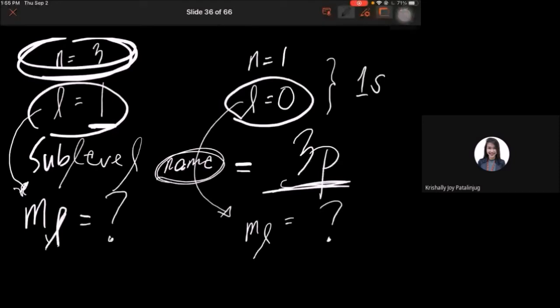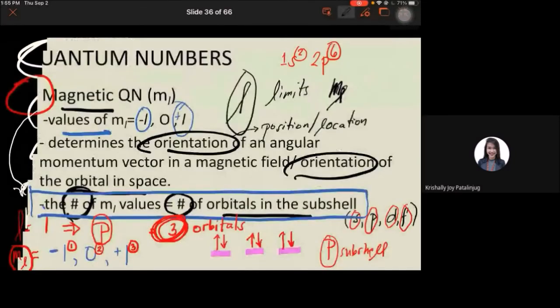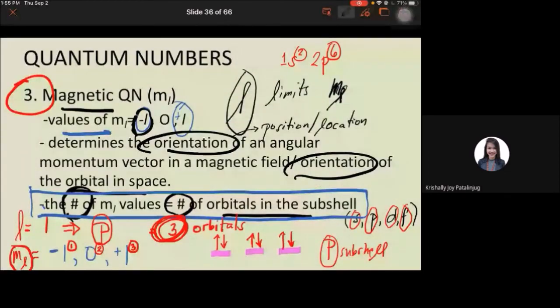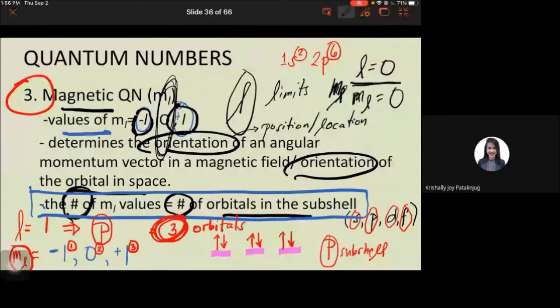Basta M sub L, negative L, 0, and then positive L. Yung tanong ko, kapag L is 0, meron ba siyang positive, meron siyang negative? Kapag L is 0, meron ba negative 0, positive 0? Yes or no? Wala. Tama, wala. So, ang M sub L value lang is 0. Again, if L is 0, when you find out the M sub L, 0 lang.